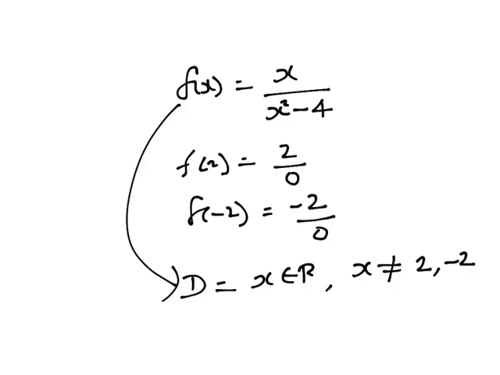So how do I find out straight away it is 2 or minus 2? Very simple. Take the denominator, so x square minus 4, and equate it to 0. X square minus 4 is 0, so x square equal to 4. That means x equal to plus or minus 2. That means if I put x as plus or minus 2, the denominator will become 0, so it cannot be part of the domain. Another example.